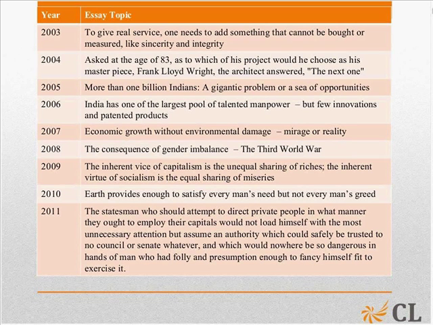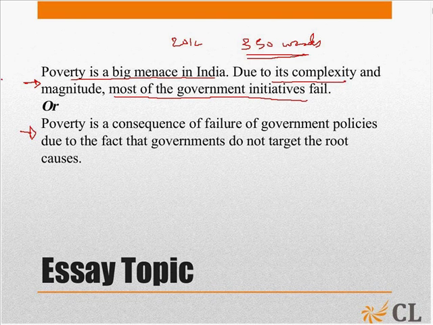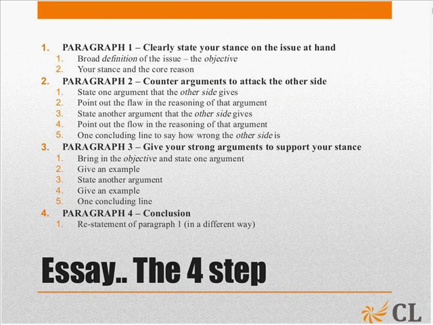So if I go back to the essay that is asked here, let's look at this. Poverty is a big menace in India. Due to its complexity and magnitude, most of the government initiatives fail. So basically, the topic seems to make an argument that the reason why the initiatives of government fail is because of the complexity that is involved in poverty, right?